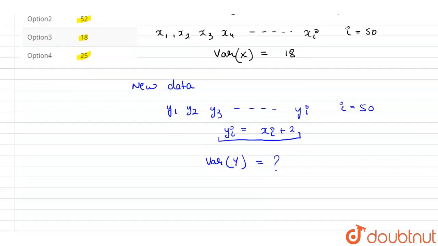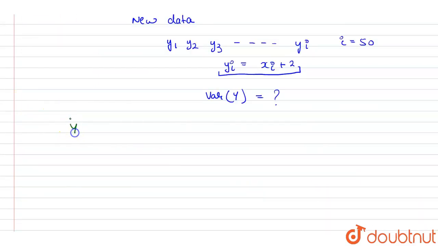So first of all, we can write the mean of y, that is y bar, as 1 divided by n, where n is the number of observations, times the summation as i goes from 1 to n of yi. This is the mean of the data y, which we represent by y bar. If we substitute yi equals xi plus 2, this will be 1 upon n, summation of i equals 1 to n, of xi plus 2.